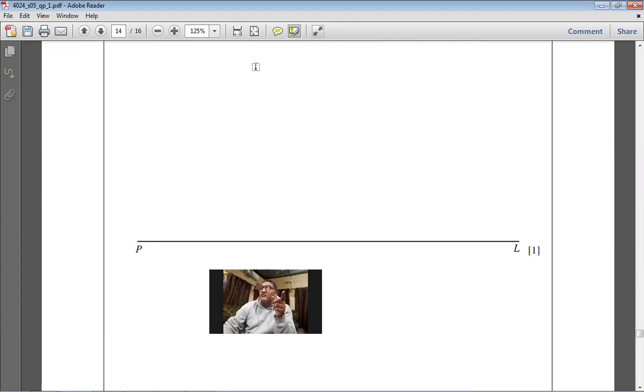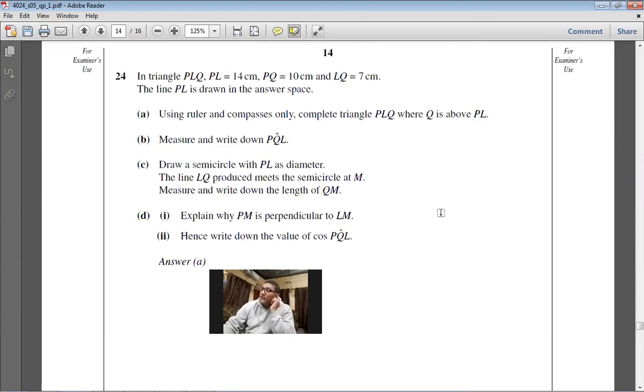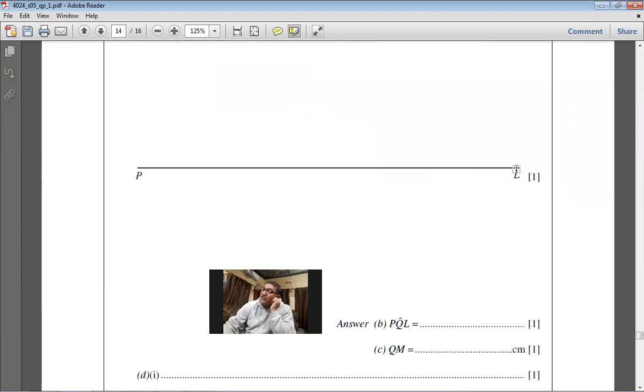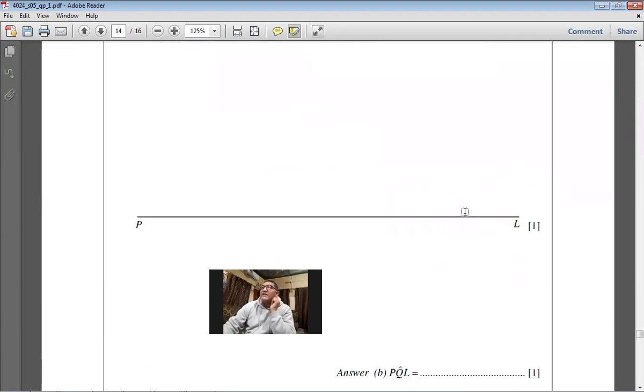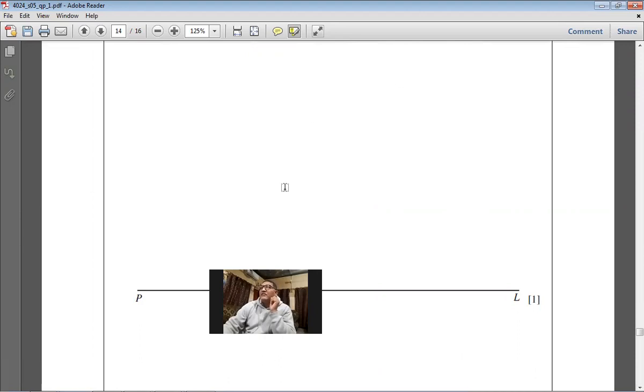and draw an arc here. And then I will open my compass 7 centimeter. I will put the compass needle here, take L as the center, and draw an arc here. Where these two arcs intersect each other, that will be my Q point, and I will join that point with the L and the P, and so this triangle will be constructed.